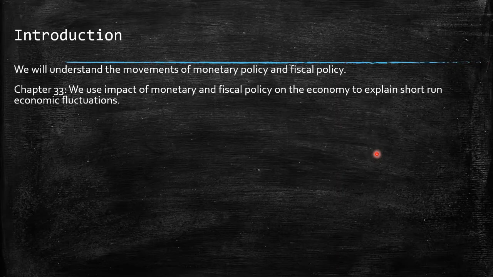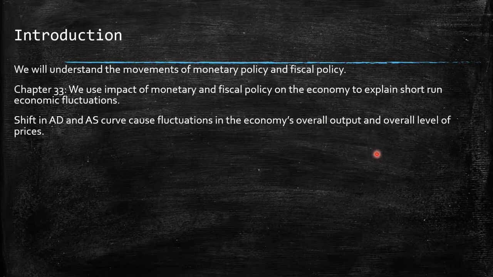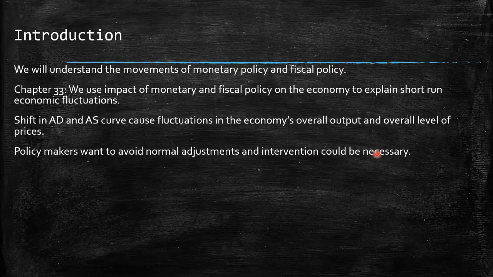So we have long run aggregate supply, which is vertical, and the other one should be positive with the prices. There is an affectation in prices with the supply. So we know that any shift in aggregate demand and aggregate supply curve cause fluctuations in the economy's overall output and overall level of prices. Because we are here in the short run, the idea here is like the policy makers.